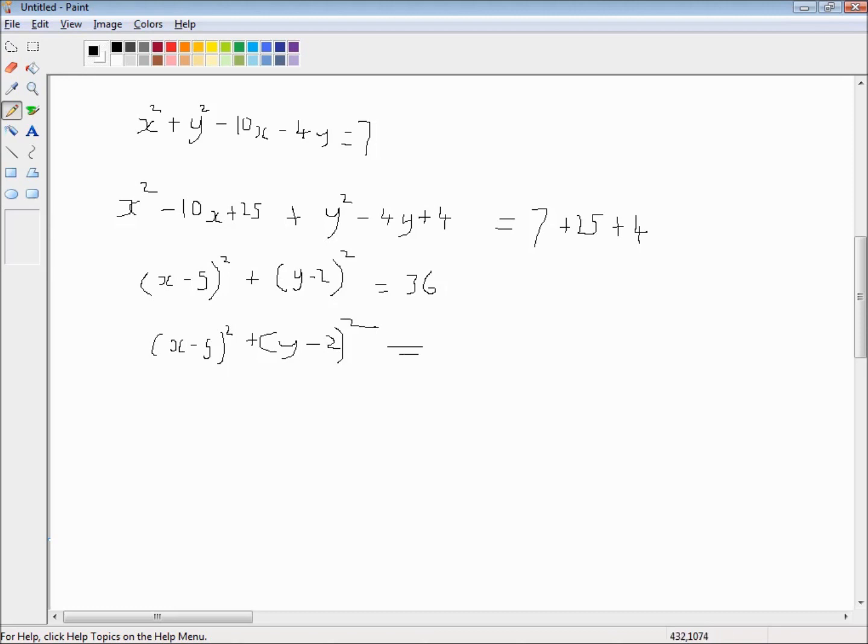And we know that 36 is the same as 6 squared. So what we have here is a circle with coordinates 5, 2, and the radius is 6. So if you're asked to draw it, you would put your compass in x equals 5, y equals 2 as your centre of your circle, open your compass out to a width of 6 units, and then you would draw your circle.